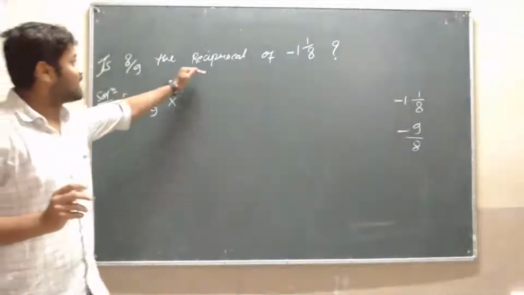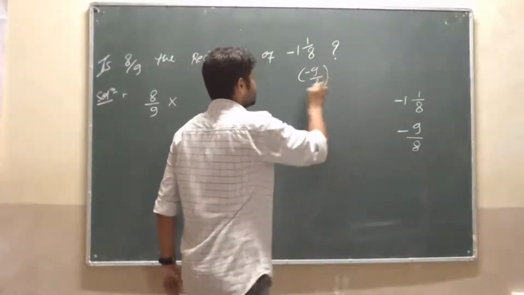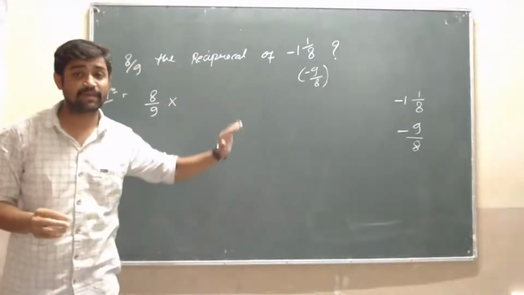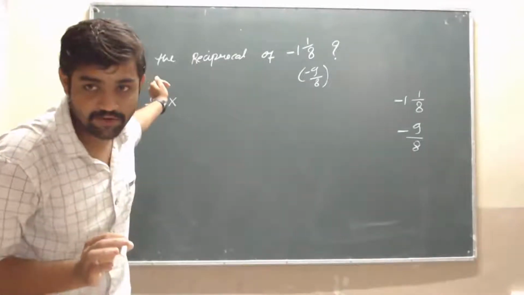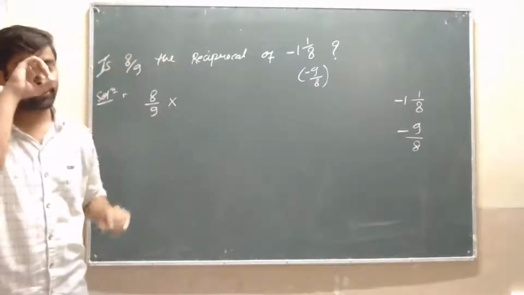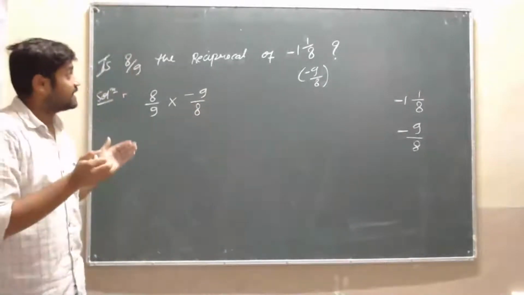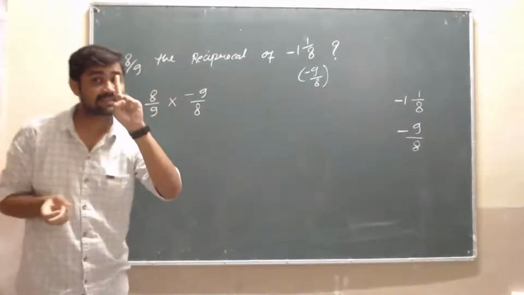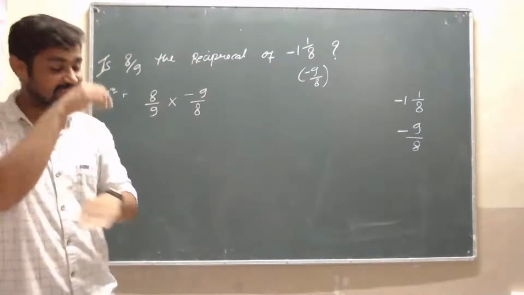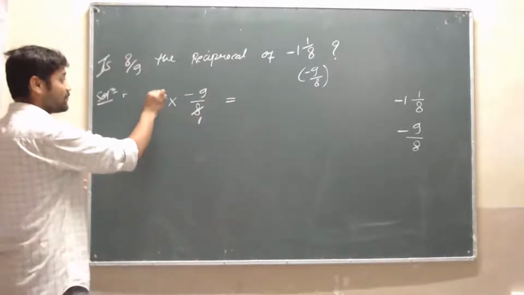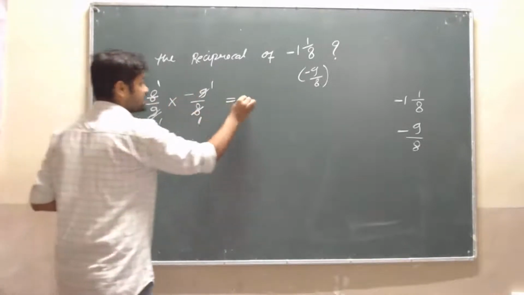Okay, I will write minus 9 by 8. 8 by 9 is the reciprocal of minus 9 by 8. Now you have understood the question. Whether 8 by 9 is the reciprocal of minus 9 by 8, we have to check. Substitute this, that is minus 9 by 8. If it is the reciprocal of this number, then the answer will be 1. If it is anything other than 1, then it is not a reciprocal, isn't it? Then check here. 8 ones are 8, 9 nines are 9. Plus into minus, that is minus 1.